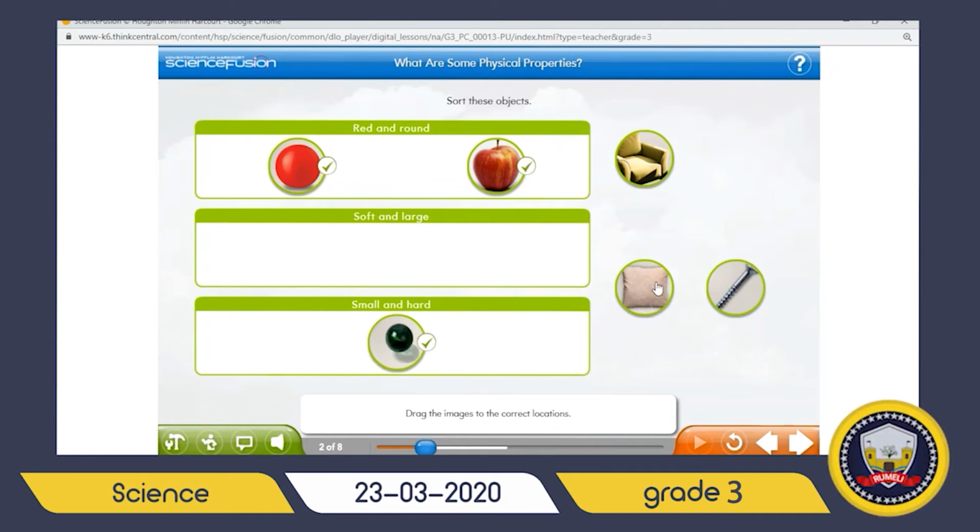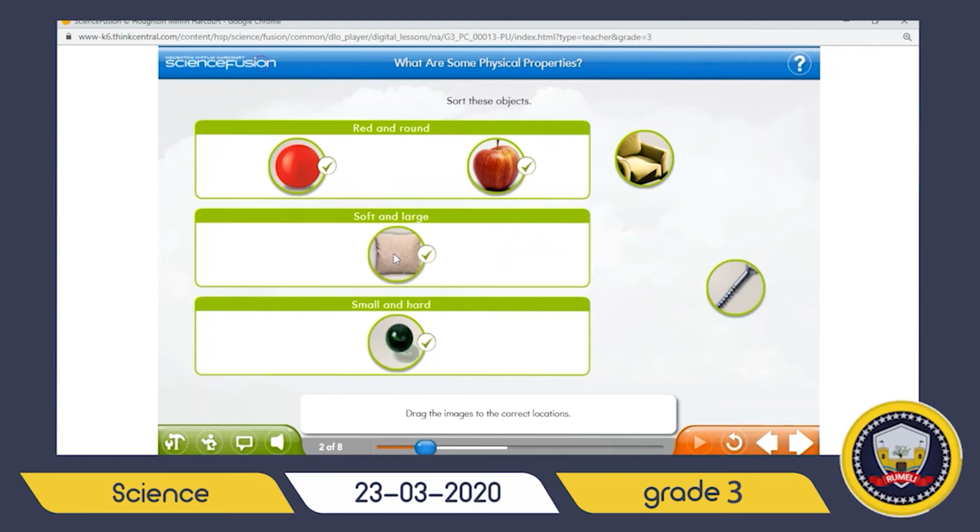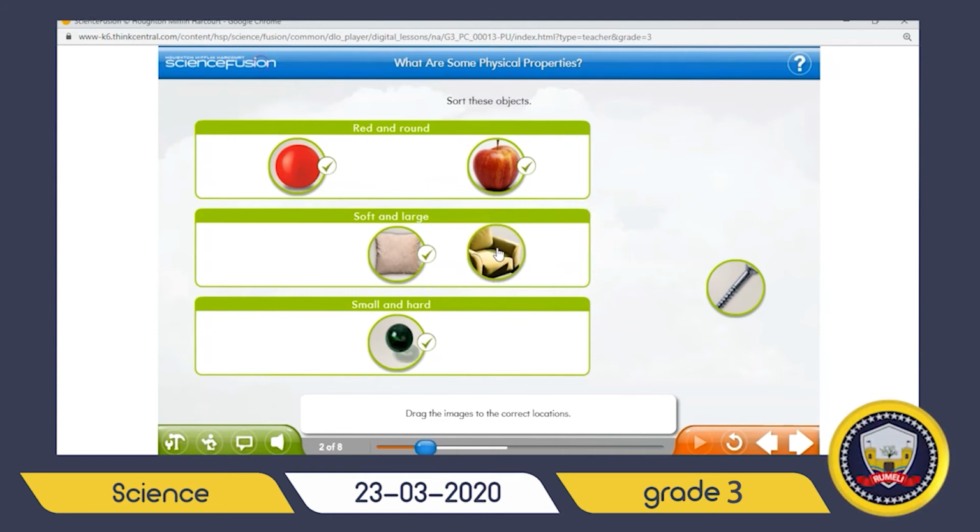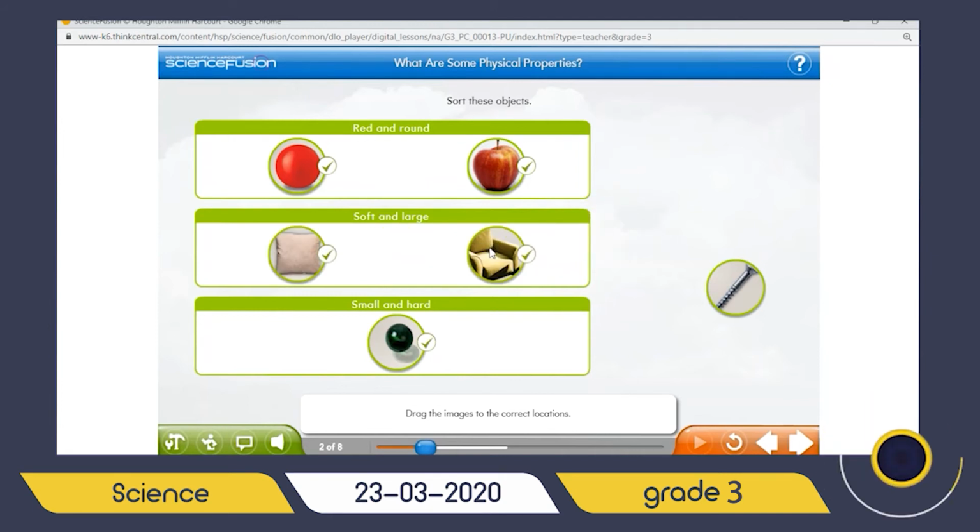What about the pillow? I know the pillow is so soft, right? And it's also large when I compare it with this. So I can put it into the second category, soft and large. Good. What about the couch? So I know this is also soft and large, right? So I can put this couch into the category for soft and large.